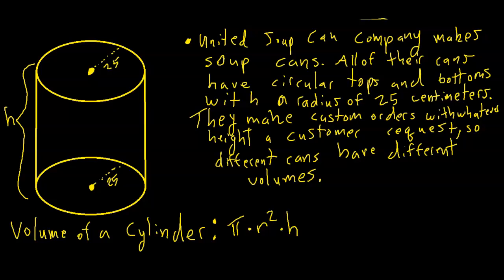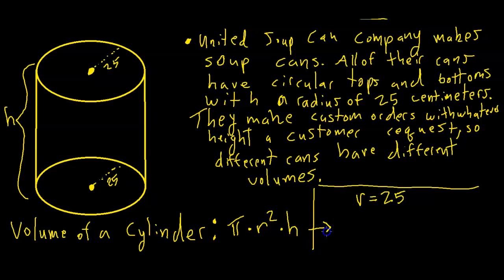A soup can is in the shape of a circular cylinder. So we hopefully know that the volume of a cylinder is equal to pi times the radius squared times the height, h. So can we simplify that formula to deal with the possible volumes that this company's soup cans can have? Well, let's get some space here. What do we know about this company's soup cans? We know that all the radiuses are equal to 25 centimeters, right?